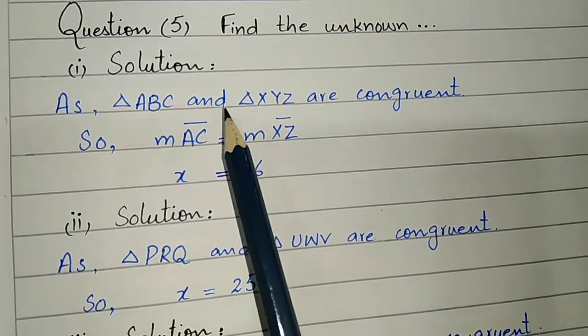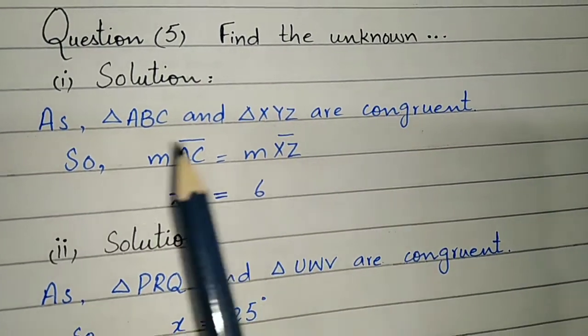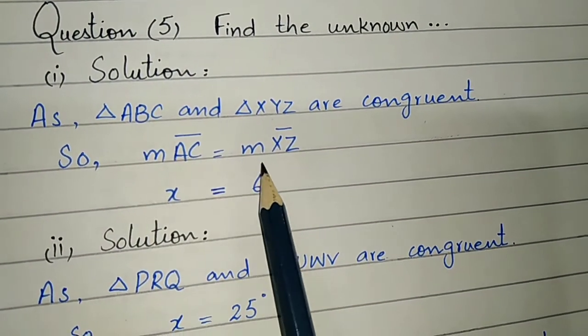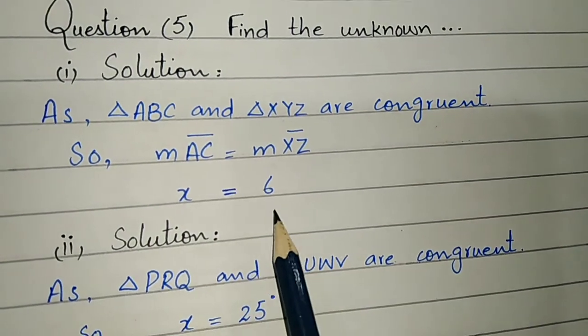As triangle ABC and triangle XYZ are congruent, we have to write that the measurement AC will equal the measurement XZ, that is, x is equal to 6.